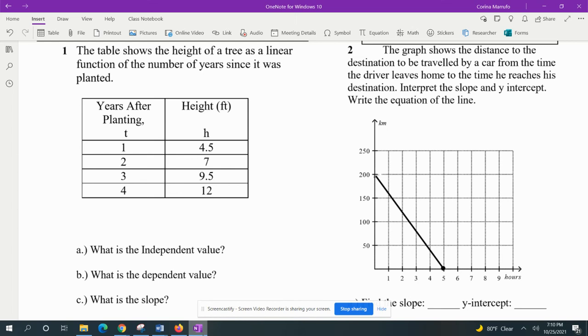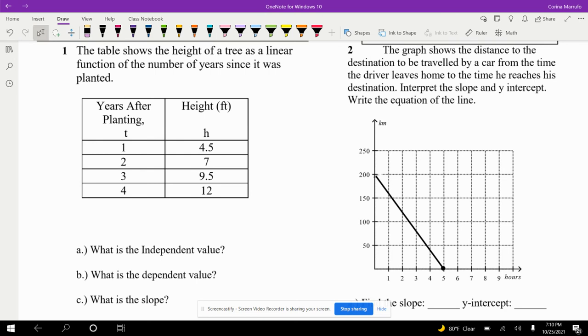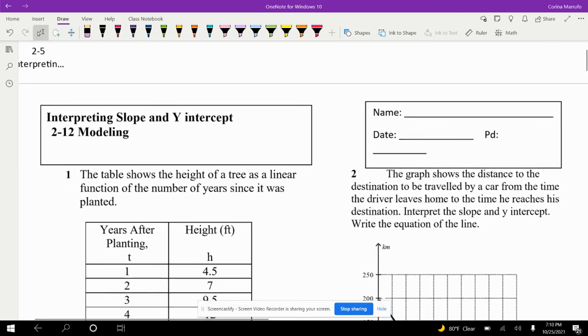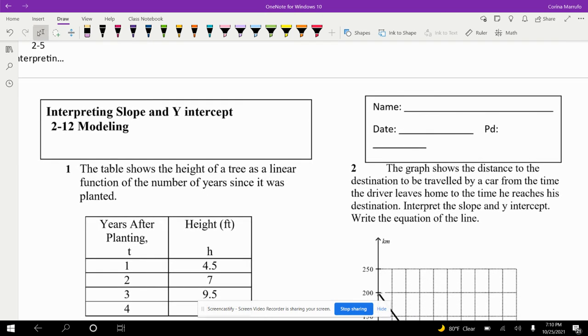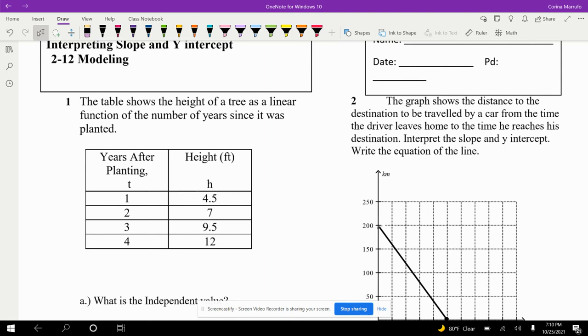Alright guys, so the next topic that we're going to be covering is interpreting slope. Okay, so interpreting slope and y-intercept. So it says here the table shows the height of a tree as a linear function of the number of years since it was planted. So we always have to remember, I'm going to repeat this 1,000 times until you guys memorize it.